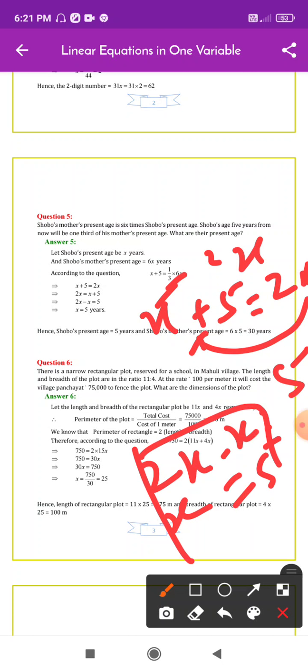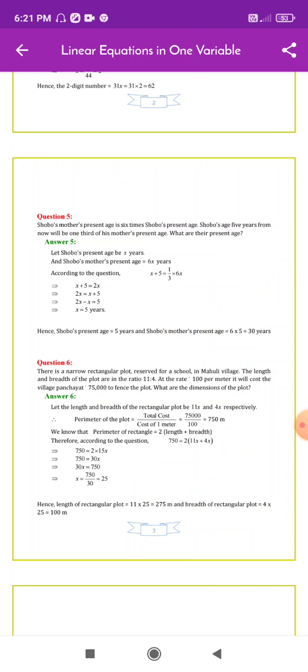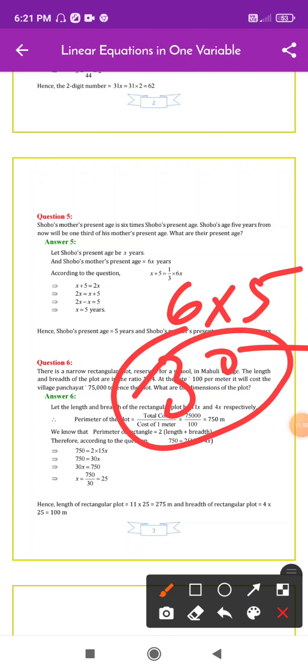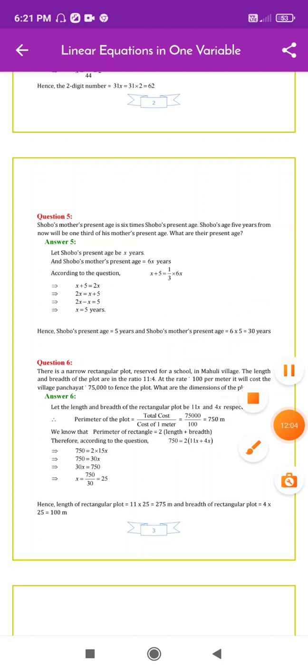So what is the present age of Shobho? The present age of Shobho is 5 years. Now what is the present age of the mother? Mother's age is 6x. 6x means what? 6 into 5, that is 30. Got the answer? 30 years. Have you understood, student? Now see the next question.